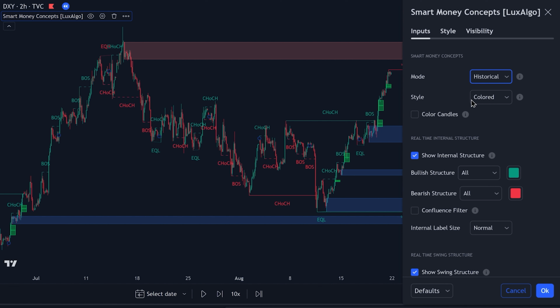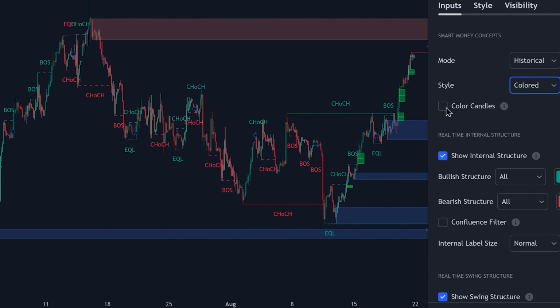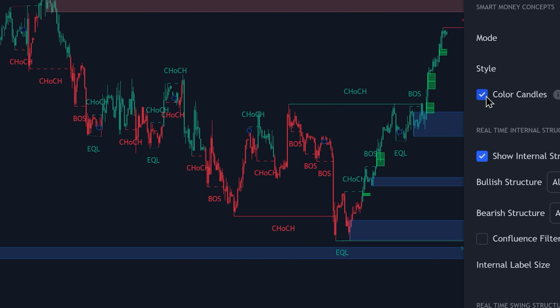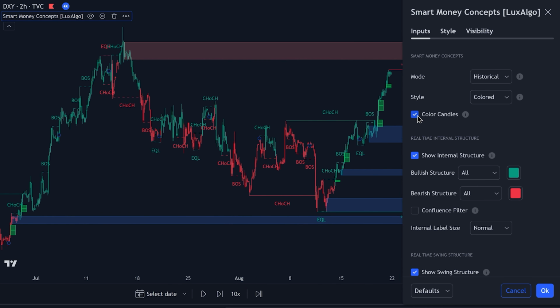Next, the Style option lets you choose between Colored and Monochrome. This setting determines the overall appearance of the indicator on the chart. The colored style will use various colors to highlight different market structures, while monochrome will use shades of a single color. The Color Candles option enables you to color the price bars based on the internal and swing structures from within the indicator. This visual aid helps you quickly identify the current market state.